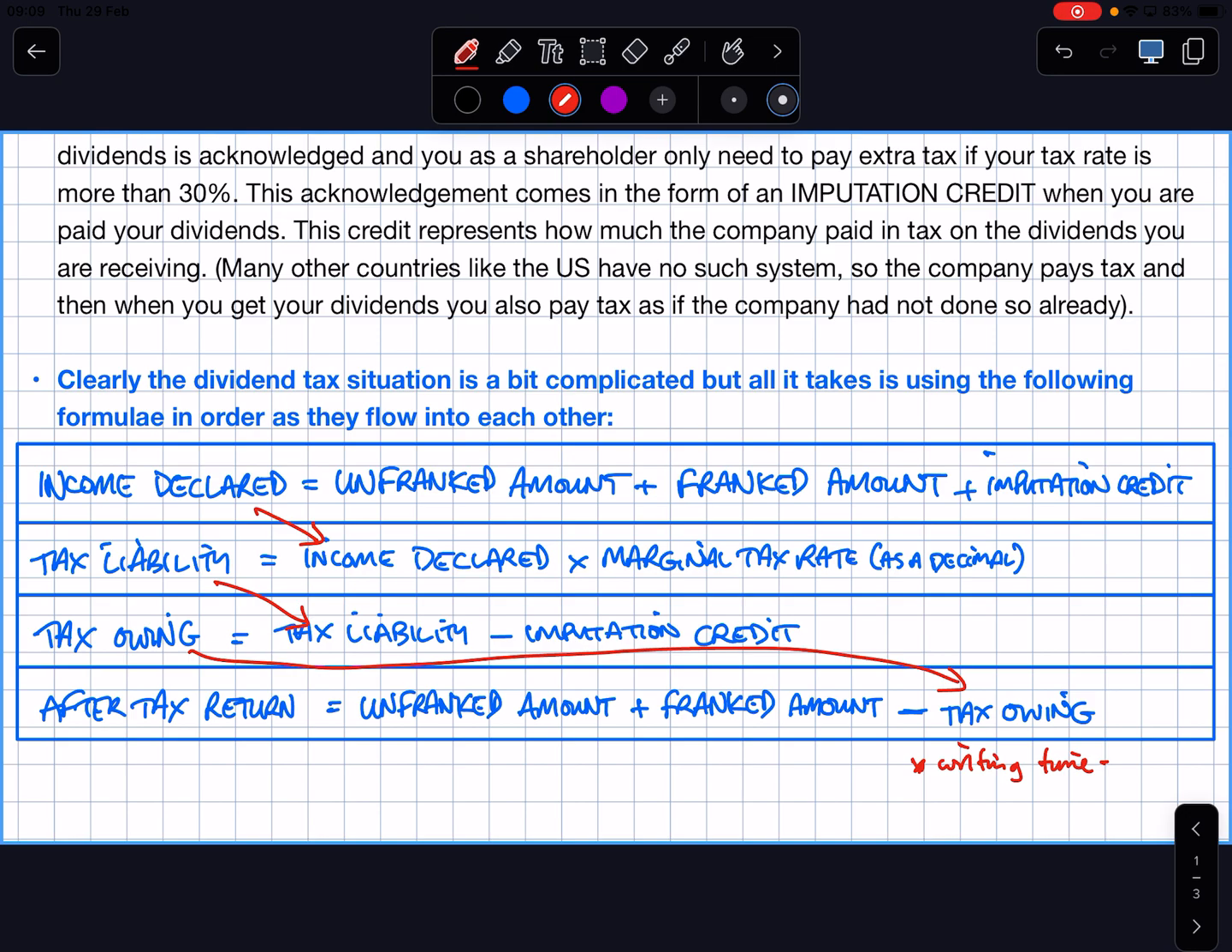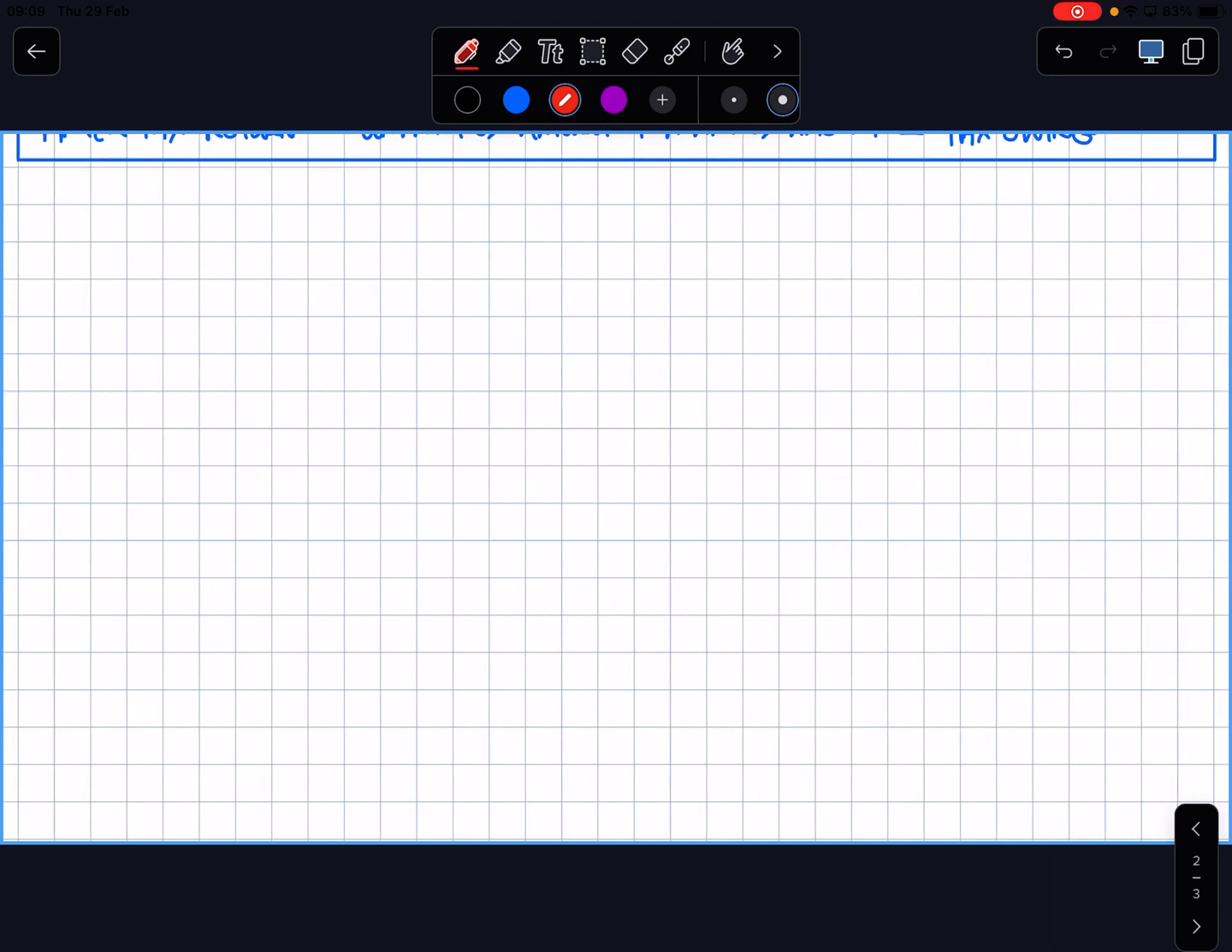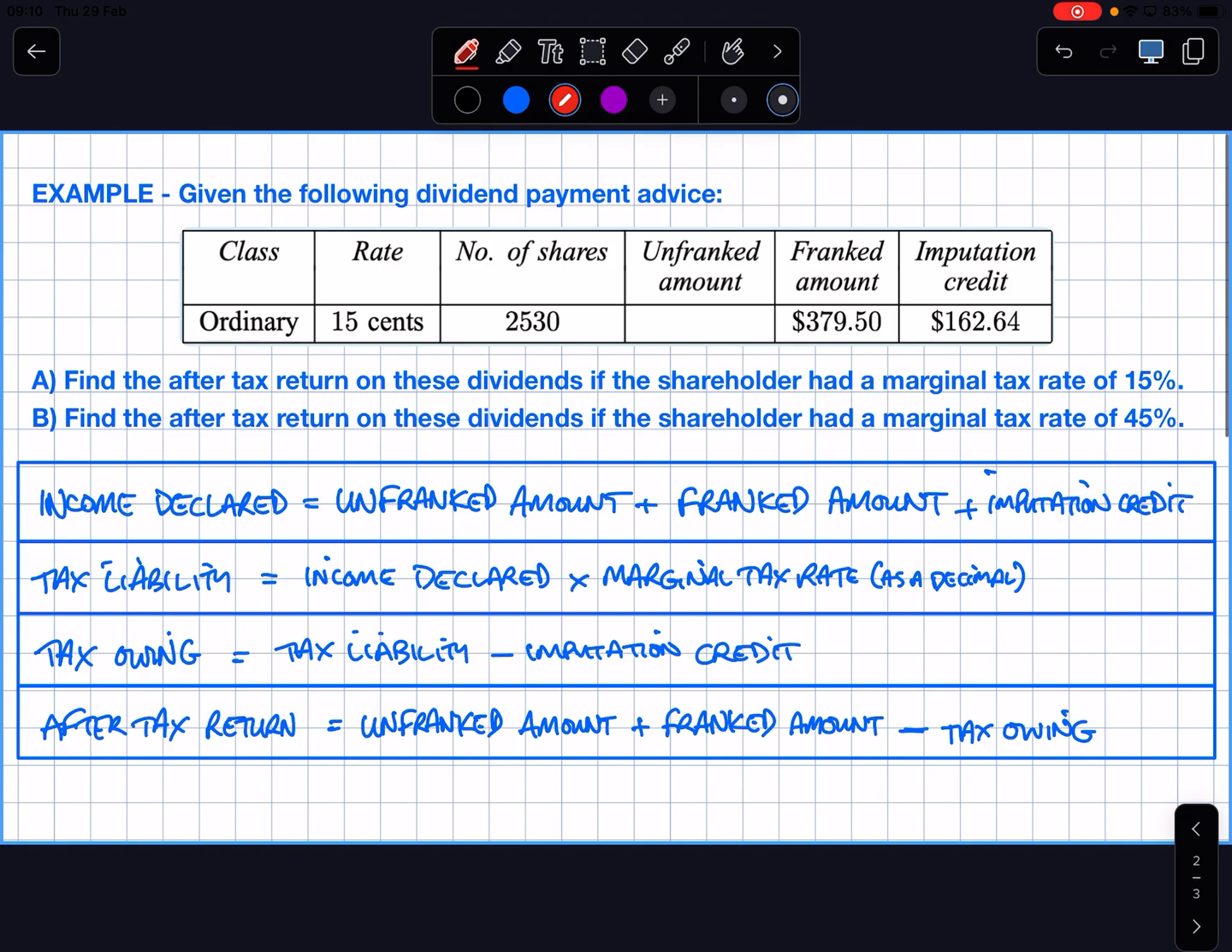4, 3, 2, 1. Okay, let's do this example here. If you get paid dividends, you'll get information like this, probably sent in the mail in the olden days. You'll probably get emailed this these days. So your questions will be along these lines. Given the following dividend advice, find the after-tax return on these dividends if the shareholder had a rate of 15%, and then we're also going to do the same thing if they had a rate of 45%.